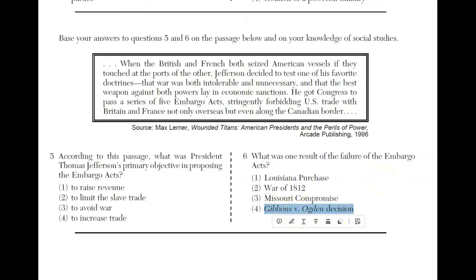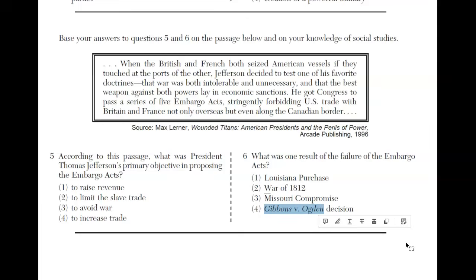Gibbons v. Ogden. That's one of those basic Supreme Court cases you need to know. Gibbons v. Ogden, again, has nothing to do with this. This was the ferry boat case across the Hudson River. Gibbons and Ogden were running rival ferries from New York City to New Jersey. And New York State wanted to shut one of them down. They wanted to give a monopoly to one ferry operator.